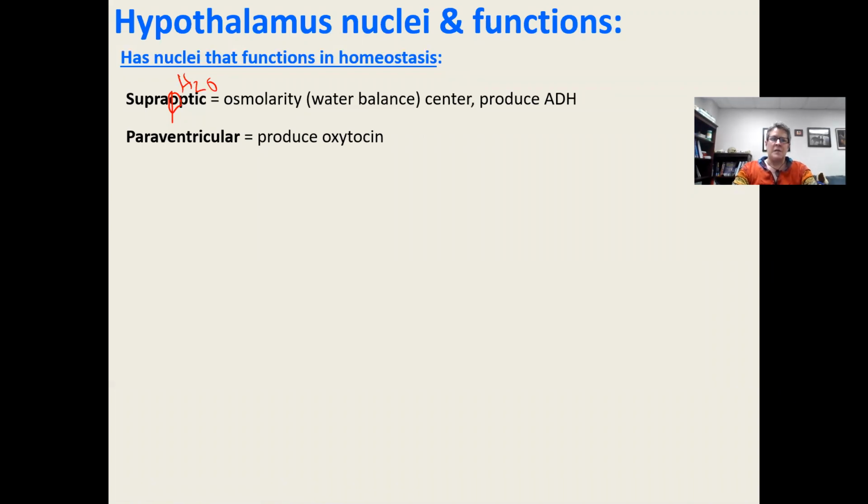Next, the paraventricular nucleus. We learned this all the way back in chapter 1 when we talked about how the hypothalamus produces oxytocin. If you remember, oxytocin is a very important hormone in milk letdown for women who are breastfeeding a child, and also pretty important in causing major contractions of the uterus during childbirth. So that's that nucleus.